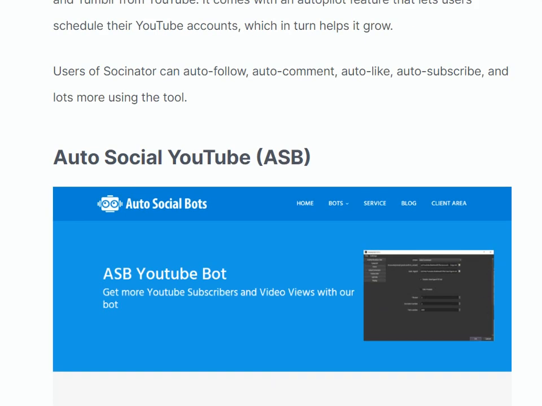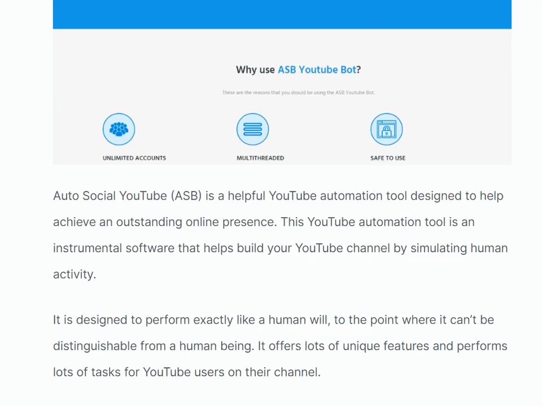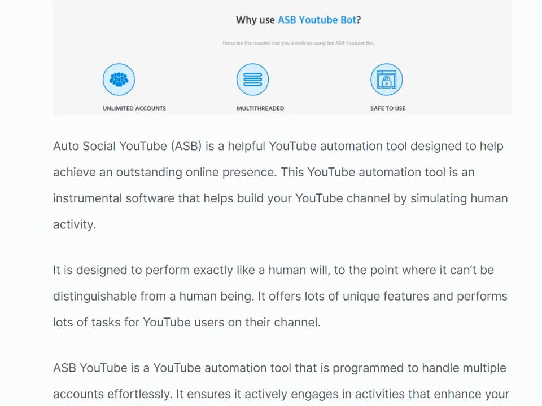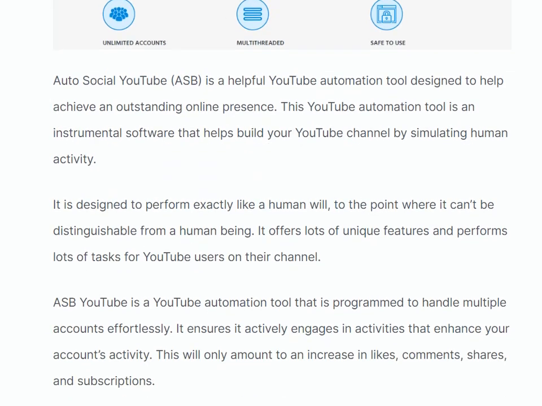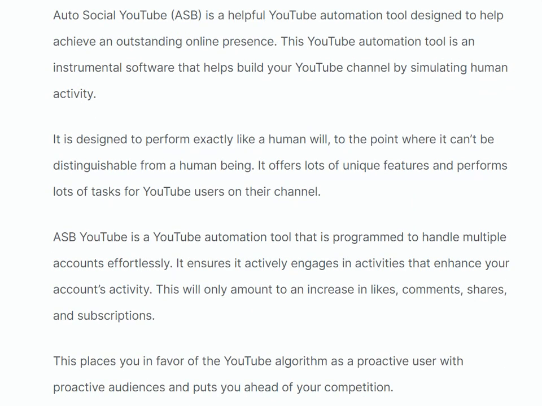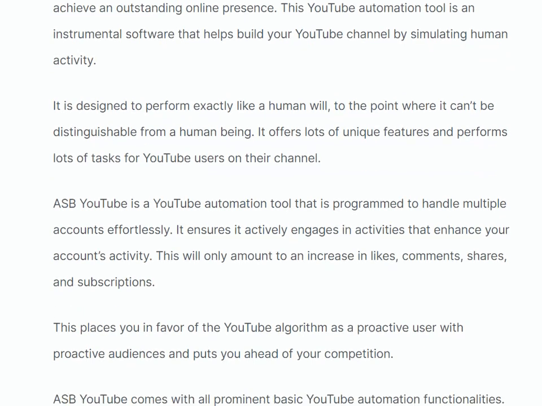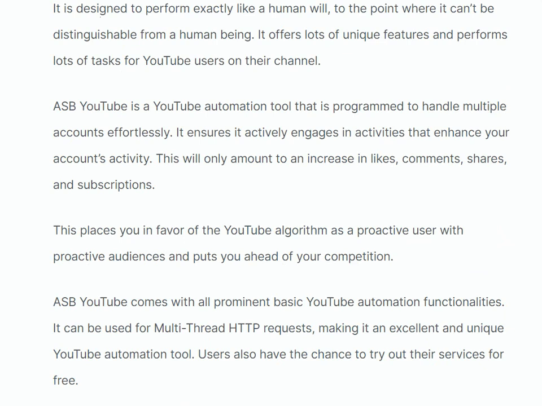The next tool is About Social YouTube. About Social YouTube is a helpful YouTube automation tool designed to help achieve outstanding online presence. This YouTube automation tool is an instrumental software that helps build your YouTube channel by stimulating human activity. This places you in favor of the YouTube algorithm as a proactive user with proactive audiences and puts you ahead of your competition.